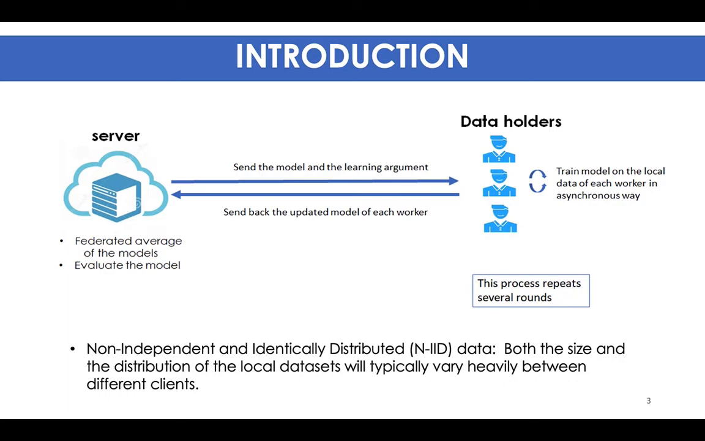But one of the main challenges of this approach is the non-independent and identically distributed data. Each data holder has their own distribution of data. We have different distributions of data. We can have a client that has specific labels and another that has specific samples, which will influence the training of our model, as we will see next in the result section.